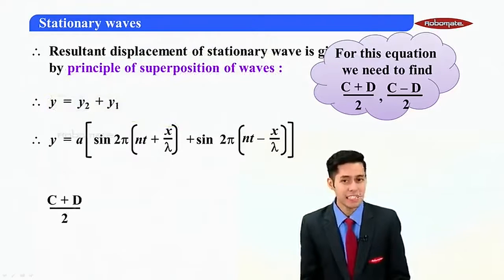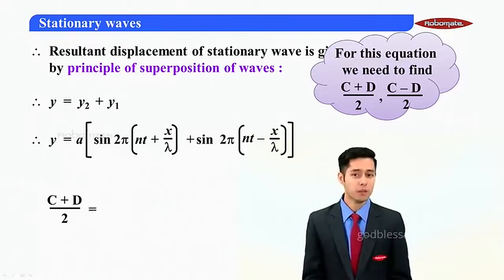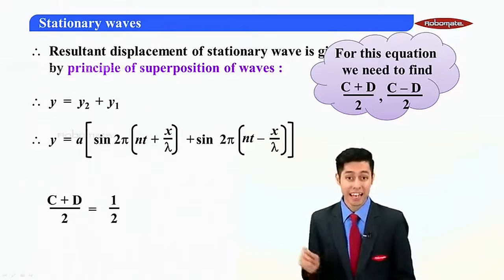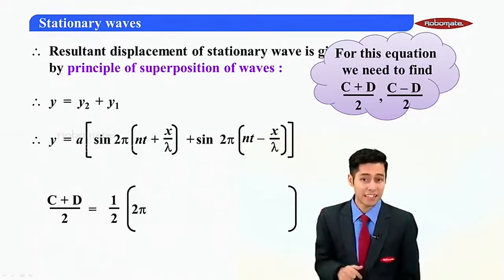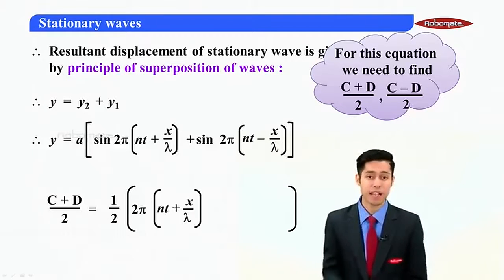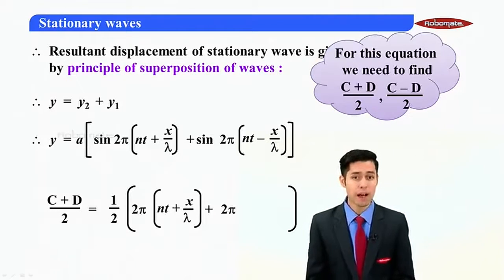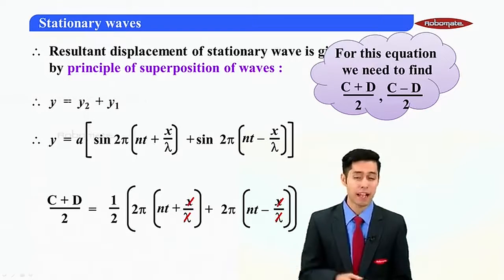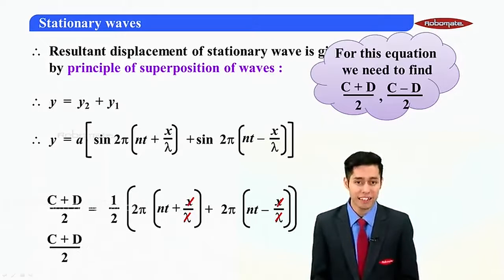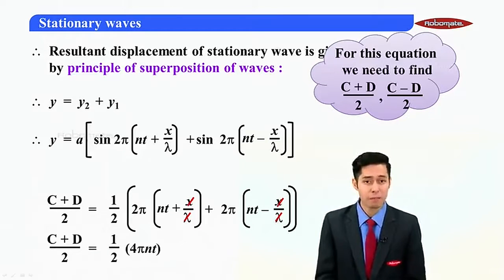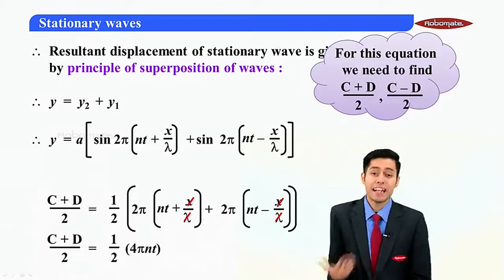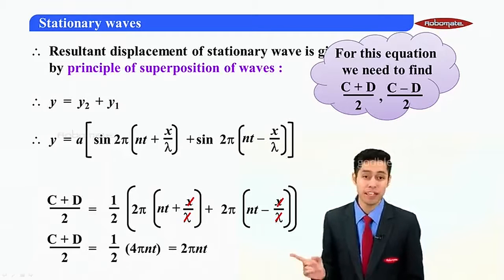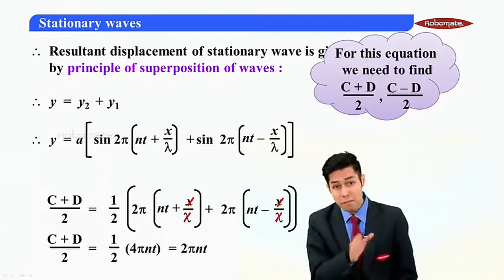So let me take c plus d by 2. The division by 2 can be written as half and kept aside, and I take the value of c, that is 2 pi nt plus x by lambda, plus d, that is 2 pi nt minus x by lambda. The x by lambda terms get cancelled because they are of opposite sign. I get half multiplied by 2 pi nt plus 2 pi nt, that is 4 pi nt, and the final answer comes out to be 2 pi nt. So that is c plus d by 2.